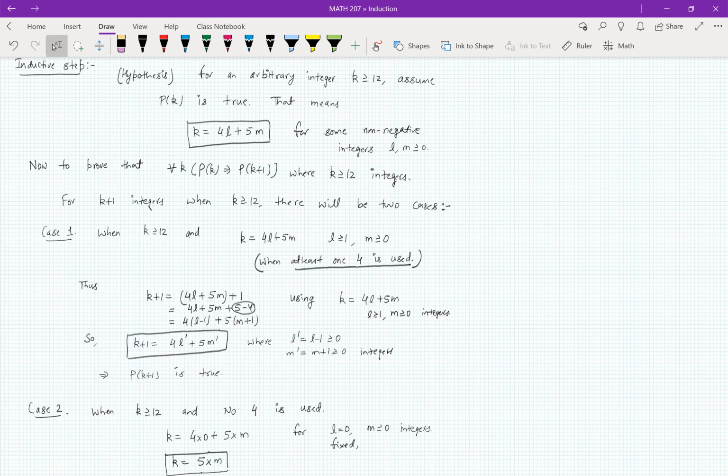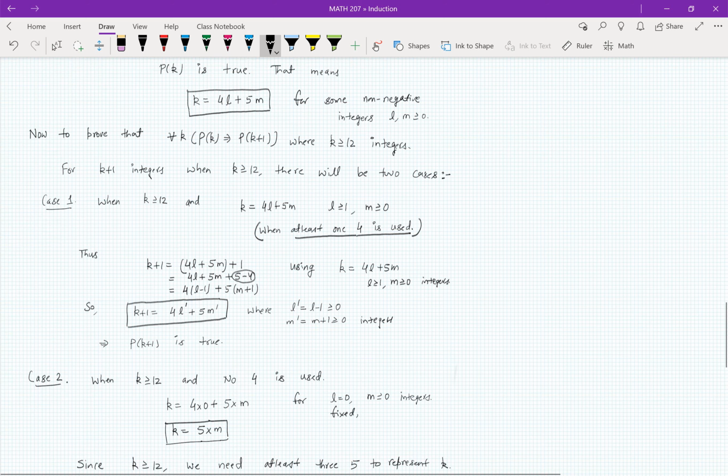The first case is when the integer k in my hypothesis step is written with at least one 4 used. So if k can be written as 4 times L plus 5 times M, where L has a value greater than or equal to 1 and M could be any non-negative integer, then you can simplify k plus 1 and show that k plus 1 can also be written as 4 times L prime plus 5 times M prime, where L prime and M prime are both non-negative integers. So my statement P of k plus 1 becomes true here.